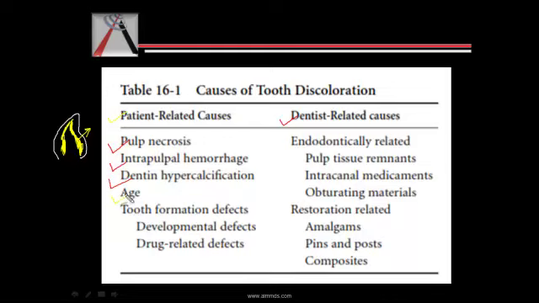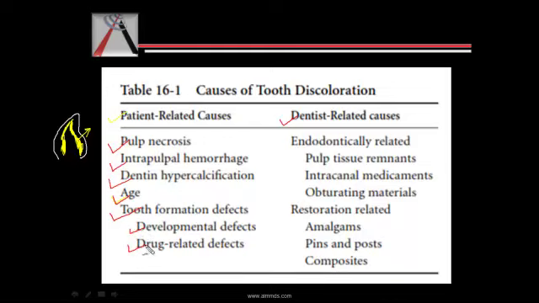Then we have aging. Aging may result in discoloration due to various reasons such as extrinsic staining. It can be because of excessive dentine deposition, further the loss of the translucency of enamel, and there are roughness, pitting, and adhesion, roughness of the tooth that attracts more stains. Then we have some tooth formation defects, that is developmental defects such as amelogenesis imperfecta, dentinogenesis imperfecta, etc.